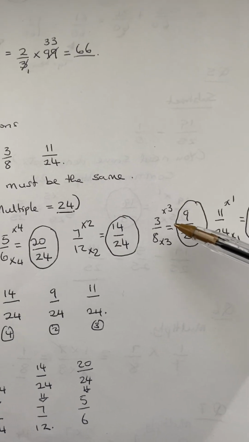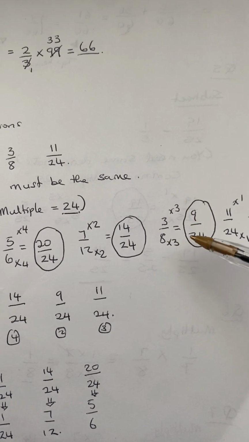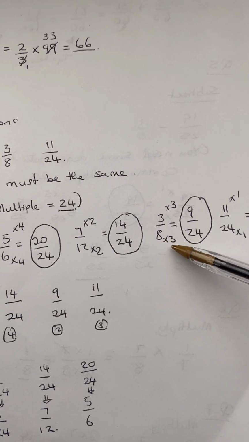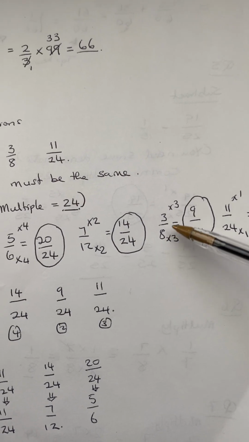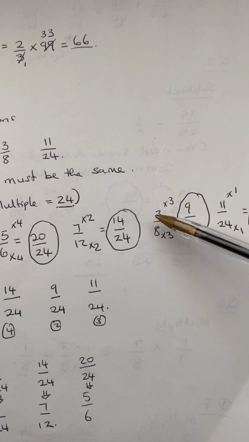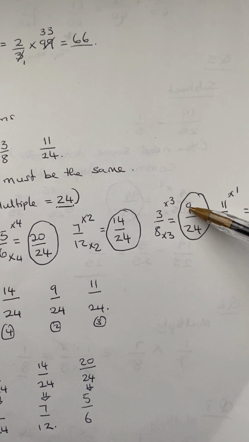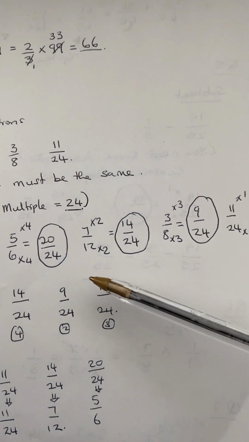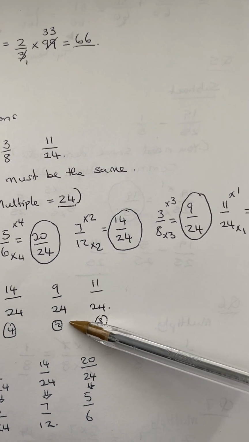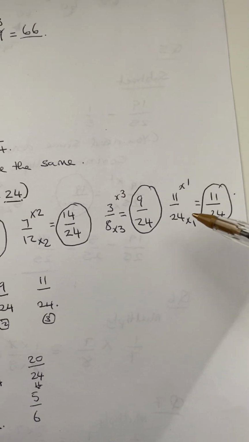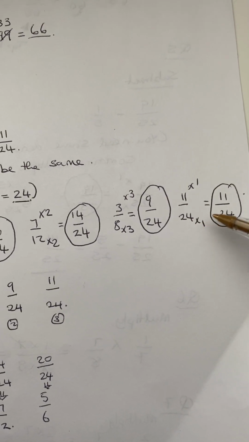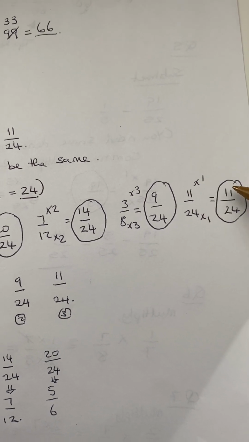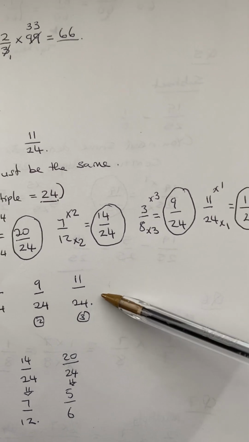The next one. What would I do to 8 to make it 24? Times by 3. So 8 times 3 is 24. So I'll do the same to the numerator. 3 times 3 is 9. Okay, so my fourth one is 9 over 24. The last one is already 24, so I times by 1. So 11 times 1 is 11. So I just repeat this one.